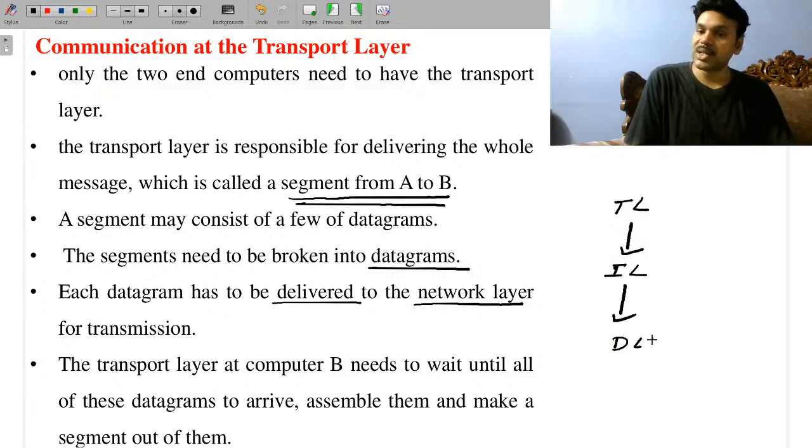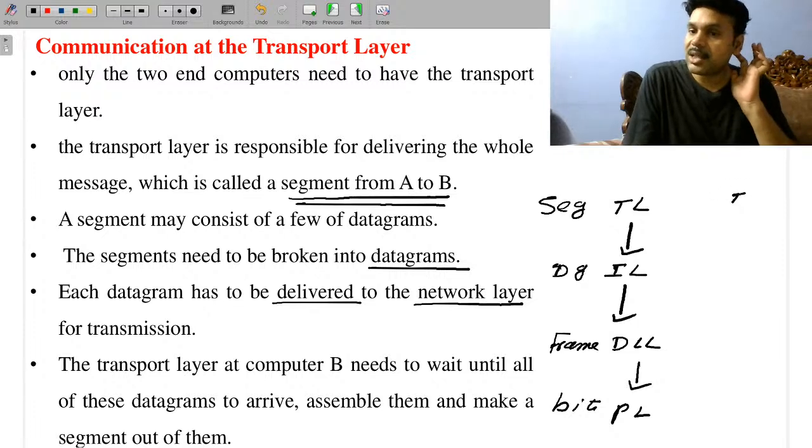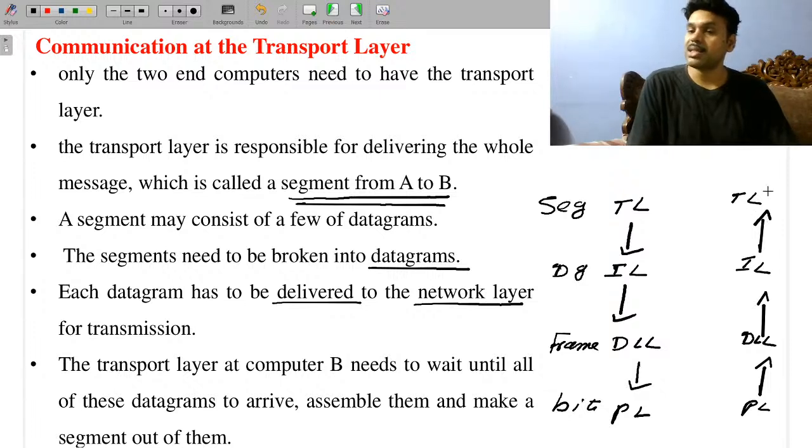The internet layer has to send the data to the data link layer. From there it has to send data to the physical layer. This is in the form of a segment. This is in the form of a packet or a datagram. This is in the form of a frame. This is in the form of bits. Whenever you see the other side, it is the same story: decapsulation is going to happen. Data should come there as a frame, then as a packet or datagram, then as a segment.